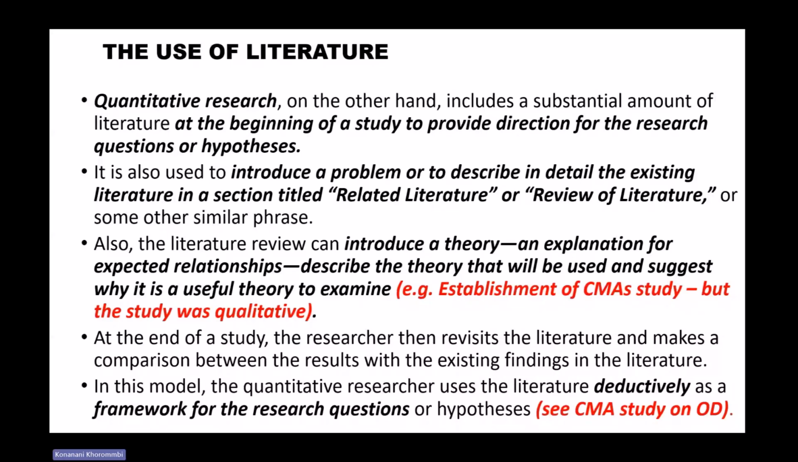But colleagues, quantitative research, on the other hand, we've just finished qualitative research. Quantitative research, on the other hand, includes a substantial amount of literature at the beginning of the study to provide direction for the research question or hypothesis. This is mainly because quantitative researchers are positivists. They like rigid laws. They lean towards the natural laws, and they believe that information is out there, and they don't want anything to pollute the findings.